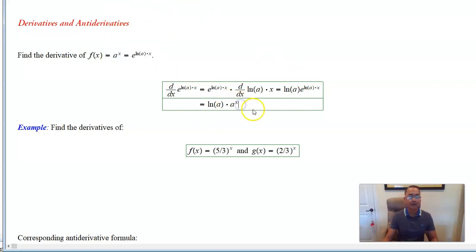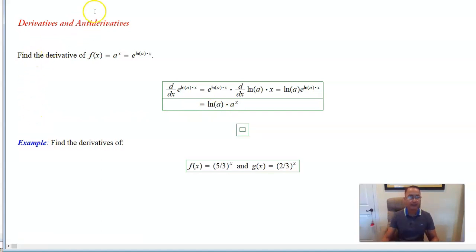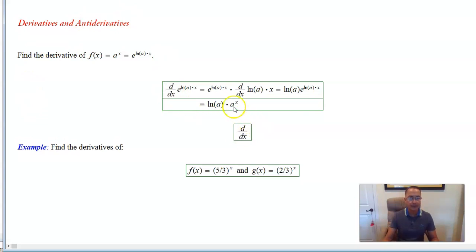Okay. So if you want the derivative of a to the x, you simply keep a to the x, just like we did for e to the x. But there's an extra factor of ln of a. Okay, so let's highlight that. The derivative with respect to x of a to the x is ln of a times a to the x. Okay, there we go. So it's just like e to the x, except there's an extra ln of a factor here.